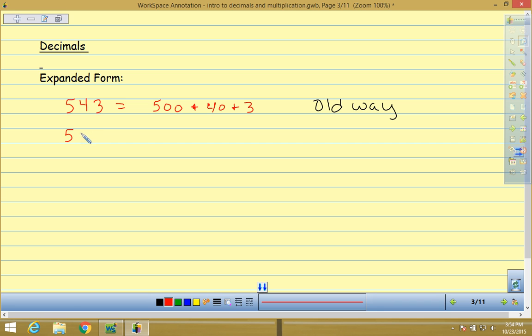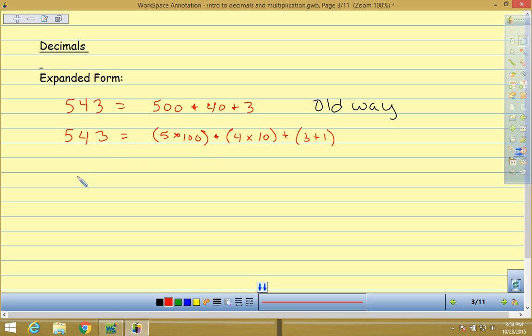So taking the same number, they expand it out using the base 10. So we would have 5, and 5 is in the hundreds place, so we will be multiplying that by 100. And then adding that to 4 times 10. And then finally 3 times 1. So we have the ones place, the tens place, and the hundreds place represented in this number.